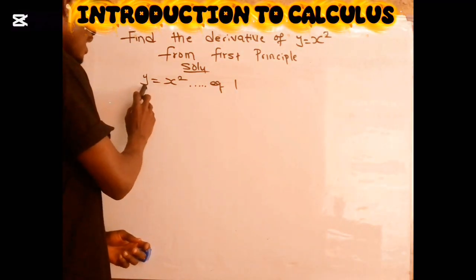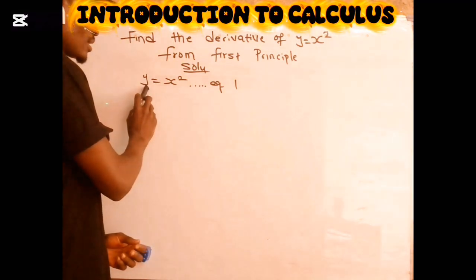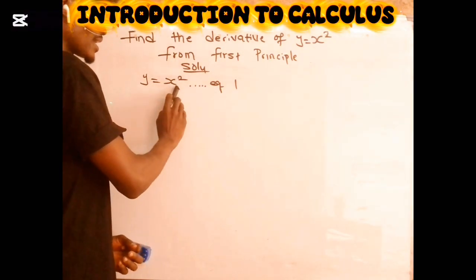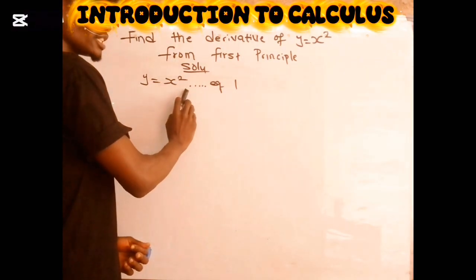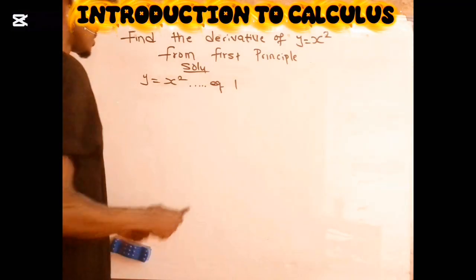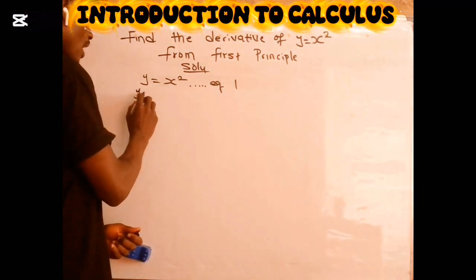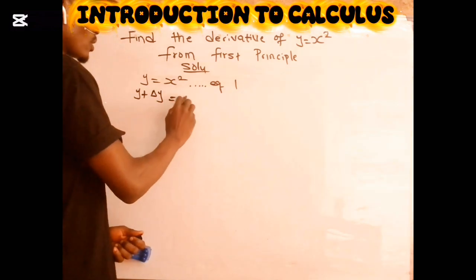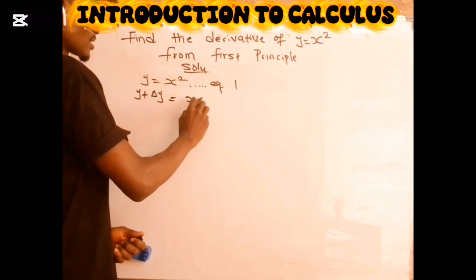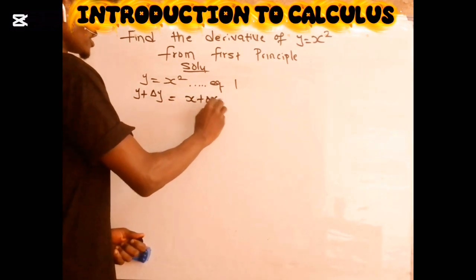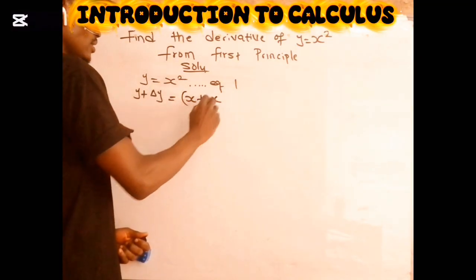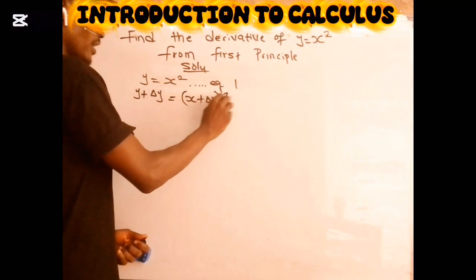Okay, let's add change in y to y on the left side and x plus change in x to the right side. That will be y plus change in y equals (x plus change in x). Remember, it is all squared.